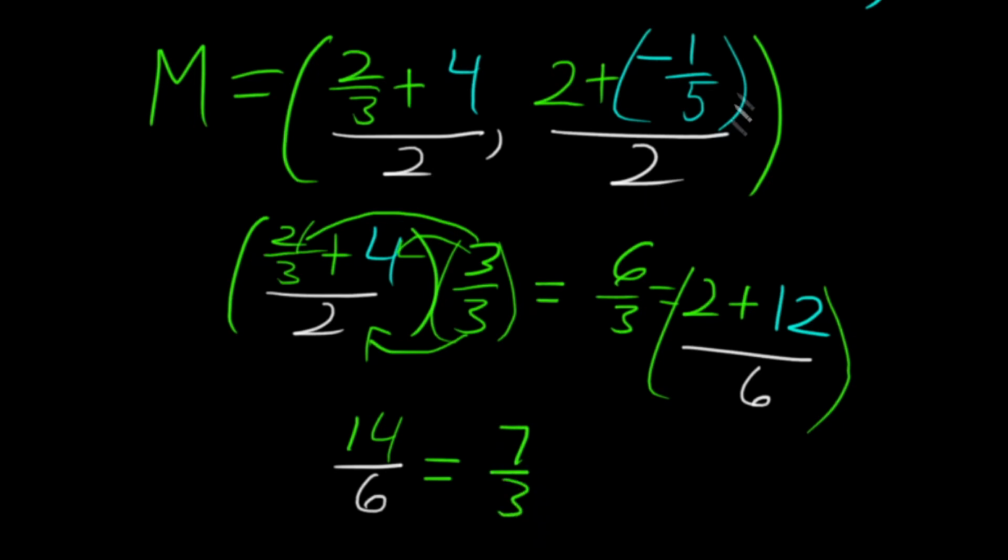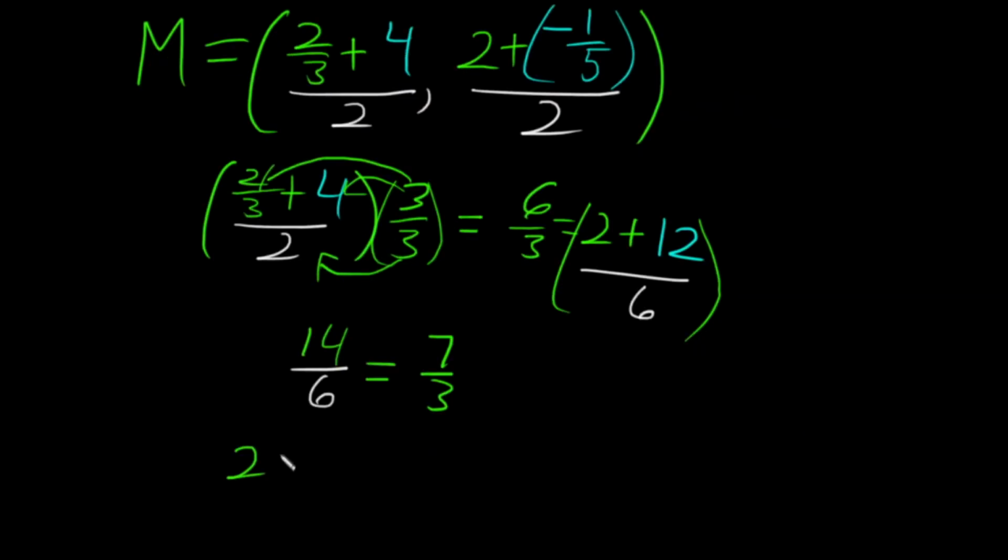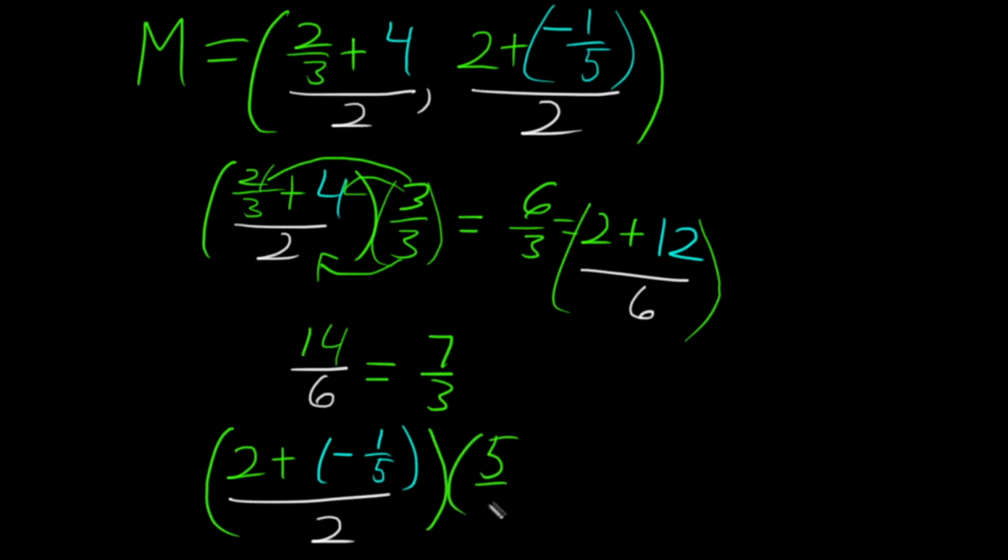Now we need to do the same with the y portion. So we have 2 plus -1/5 over 2. The problem we have here is we have a fraction in the numerator. So to get rid of the 5 down here, we'll go ahead and multiply this entire fraction by 5/5. Just like before, we need to distribute the 5 on top to both numbers, as well as multiply the 5 with the 2 on the bottom.